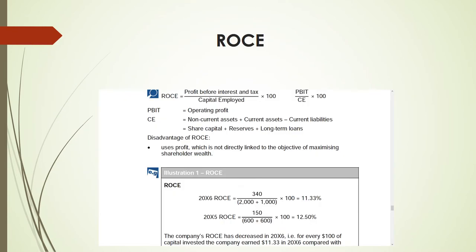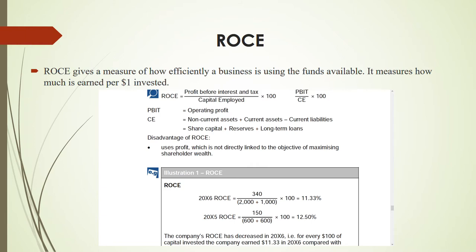Return on capital employed gives a measure of how efficiently a business is using the funds available. This is just a definition. It measures how much is earned per $1 invested. Let's say you have invested $10,000, how much are you getting in return? That is known as return on capital employed. The formula is given. You have to know the formula and memorize it.